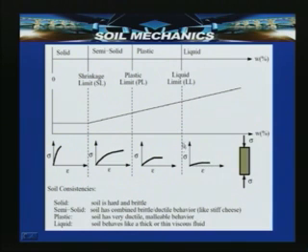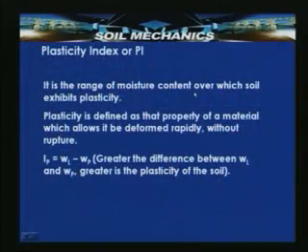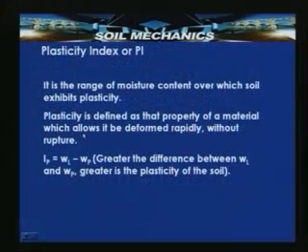So, here liquid limit is the point where the soil still possesses an infinitesimal shear strength which can be measured. Normally, this shear strength of the soil at liquid limit is said to be around 2.7 kilonewton per meter square. And we also define the plasticity index as the range of the moisture content over which soil exhibits plasticity. Plasticity is defined as the property of a material which allows it to be deformed rapidly without rupture. Plasticity is very important for fine grained soils.